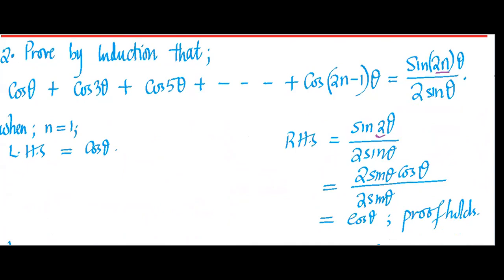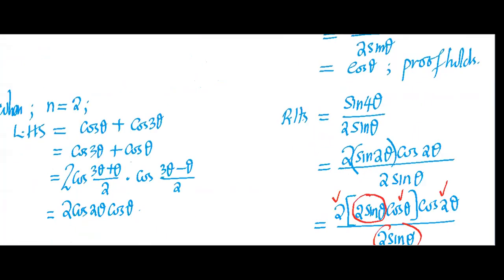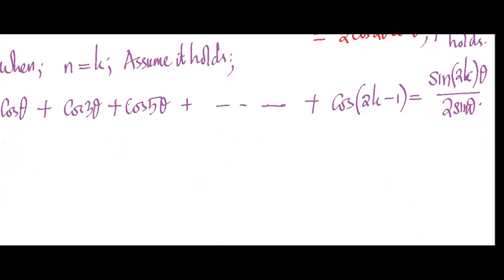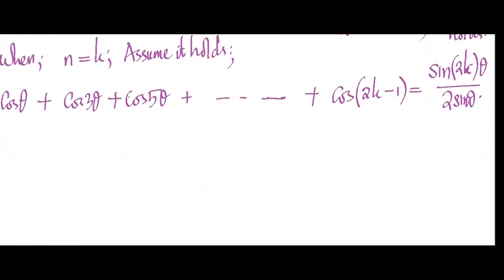He has recovered. He has seen also that the nth term is cos(2n minus 1). So at k, that n is replaced by k, and even the n in the sum is replaced by k. And we assume it holds at that stage. So at our conclusion stage, you're missing something.